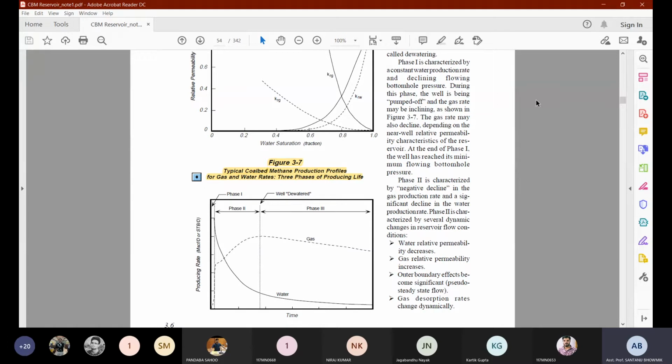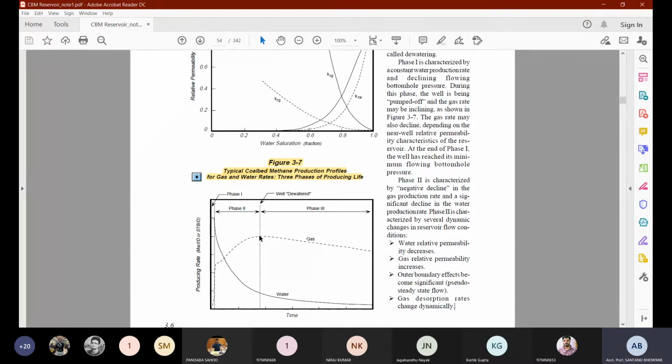So the gas diffusion rate is also changing dynamically. With time the rate is going to vary. It is going to increase like this, and it is going to reach a maximum peak point. This is the characteristic of phase 2. You all need to understand this production graph very accurately.